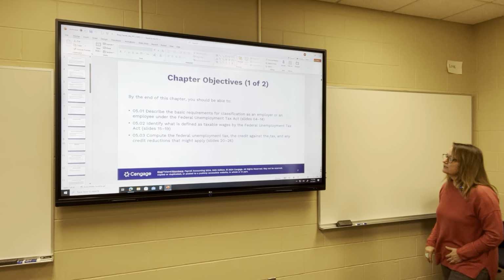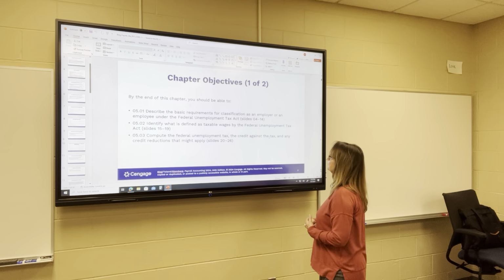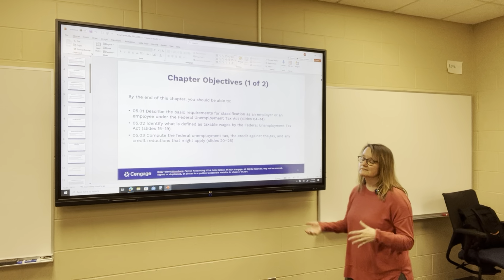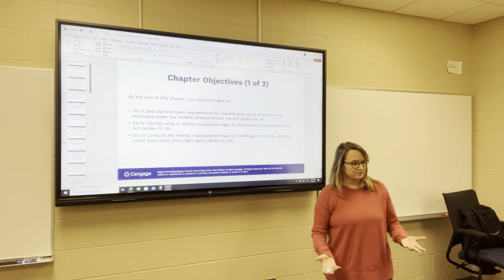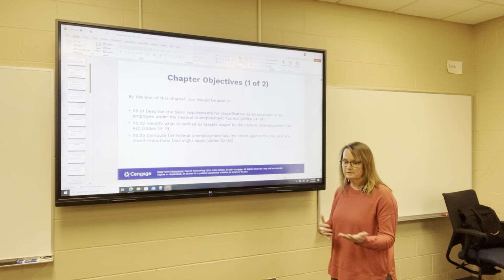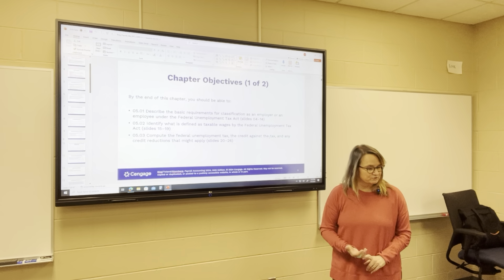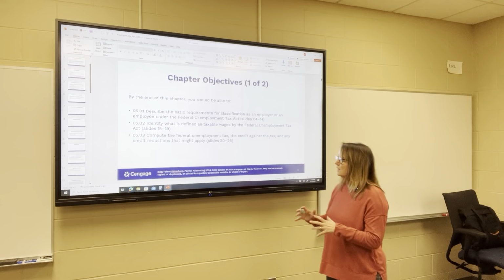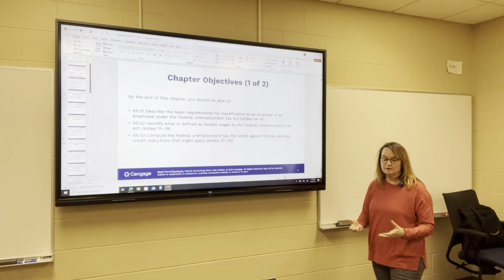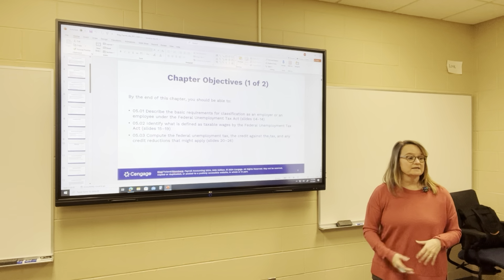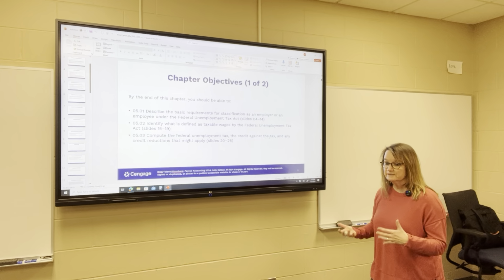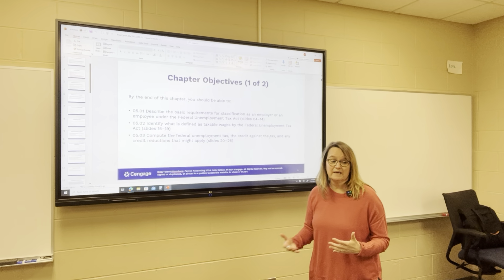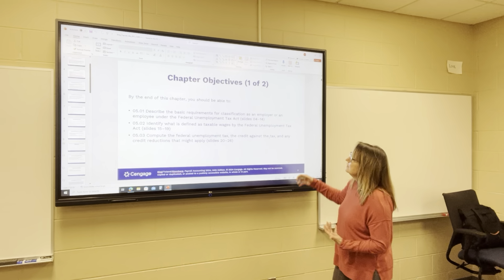Okay, so what we're going to do here is describe the requirements for classification as an employer or an employee under the Federal Unemployment Tax Act. Spoiler alert, it's pretty much the same as the definition of the employer-employee relationship for Social Security Medicare tax and for federal income tax withholding. So not a whole lot of new information there. Federal unemployment tax only applies to individuals who are classified as employees, not independent contractors. There has to be that employer-employee relationship.